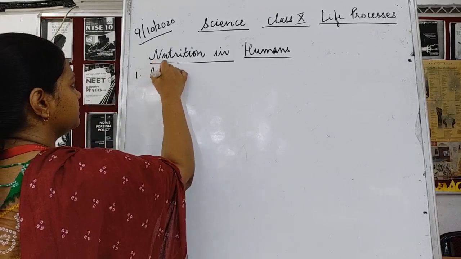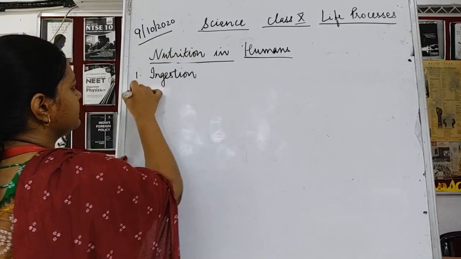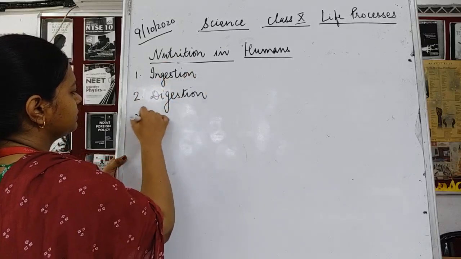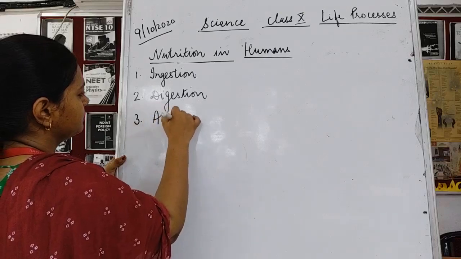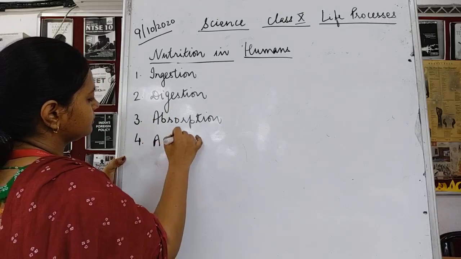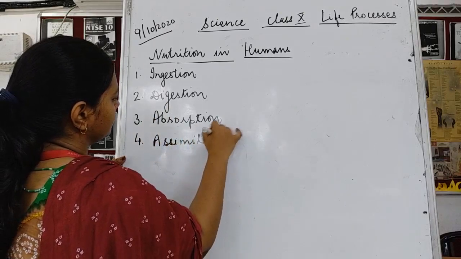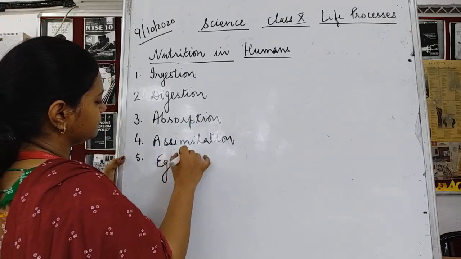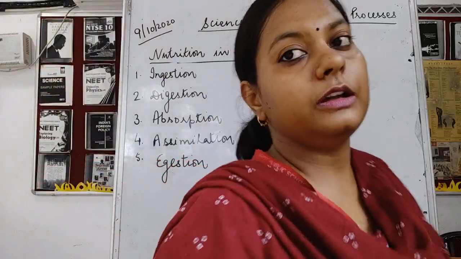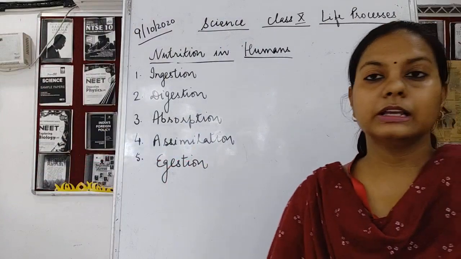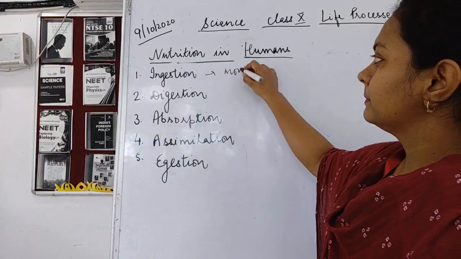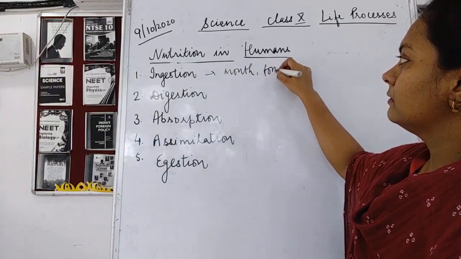The first step is ingestion, then the next step is digestion. The next step is absorption. Then the next step is assimilation. And the last step is egestion. So these are the main steps of nutrition in human beings. So first, how is ingestion taking place? Ingestion takes place with the help of the mouth, with the help of the tongue.